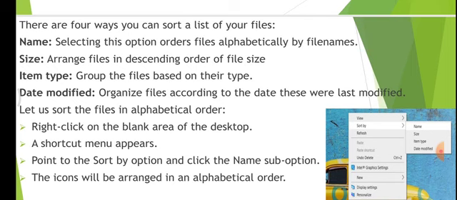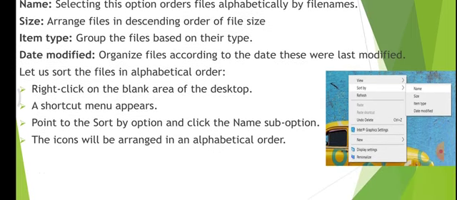As you can see in the picture, when you right click on the desktop, a shortcut menu appears. Then click on the Sort by option, and a submenu appears. Now click on the Name option to arrange the files in alphabetical order.